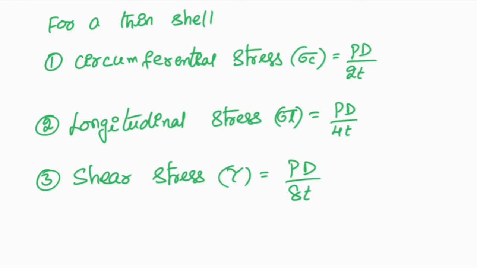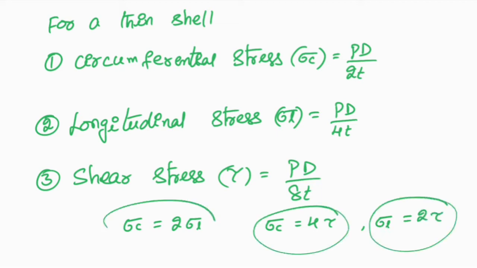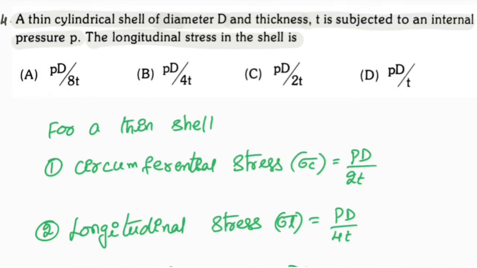From this I can say that the circumferential stress is 2 times the longitudinal stress. Circumferential stress is 4 times the shear stress, and the longitudinal stress is 2 times the shear stress. These relations are very, very important. Now let us go for the options. Since it is asked for longitudinal stress equal to PD by 4T, option B is absolutely correct. I hope you got my point.